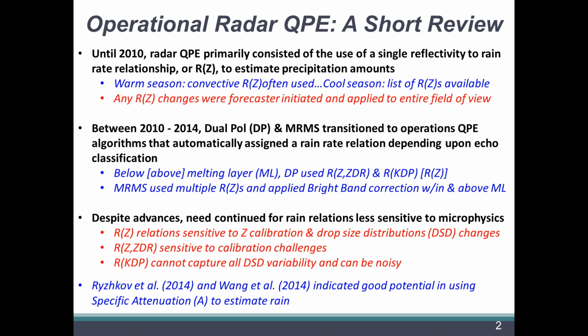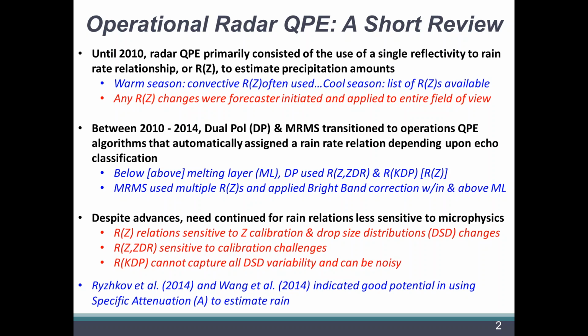During the warm season, convective RZ was often used, most likely Z = 300 R^1.4. During the cool season, there was a list of RZs that were available, but any RZ changes were forecaster initiated, and it was applied to the entire field of view of the radar.